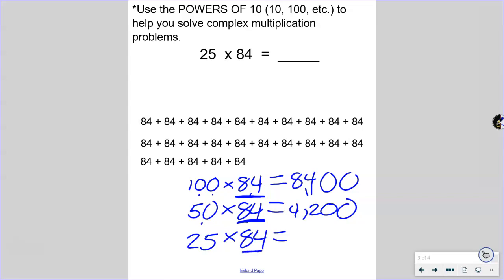So now I know that 84 25 times should be half of 84 50 times. So I'm going to ask myself, what is half of 4,200? And that gives us 2,100. So the idea behind all these problems, guys, is that we can use powers of 10. We can use the number 10. We can use the number 100 to help us solve more complex problems.